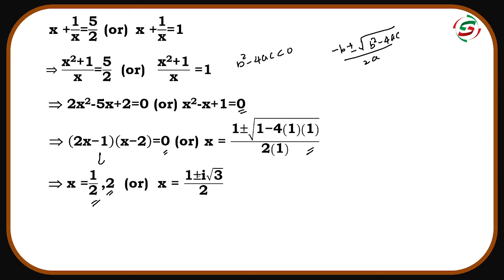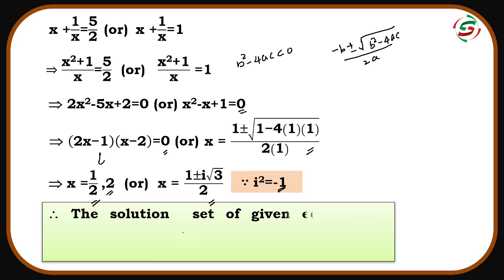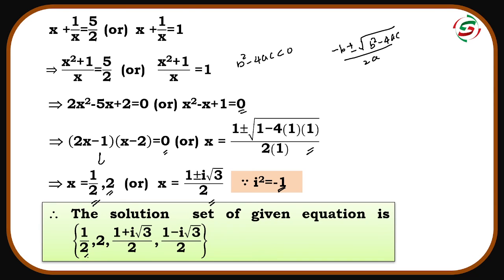For this it will be 1 plus i root 3 divided by 2. Now i square is minus 1, all of you know, no problem. The solution set of the given equation is 1 by 2, 2, 1 plus i root 3 divided by 2 and 1 minus i root 3 divided by 2. So these 4 are the solutions of the given equation. Clear?